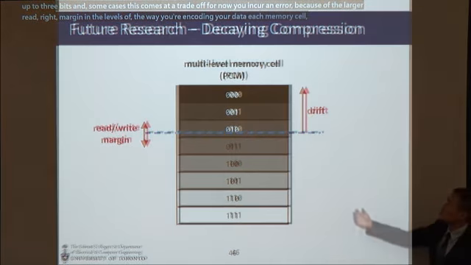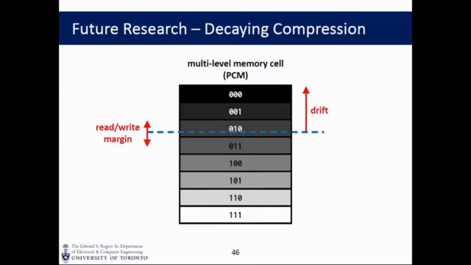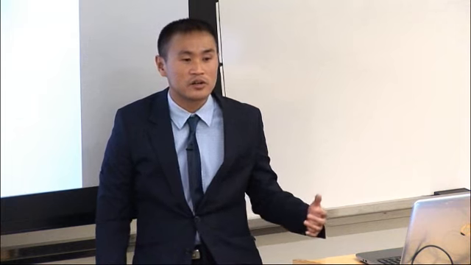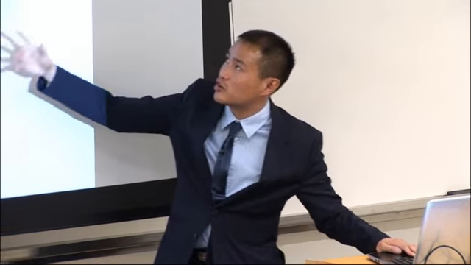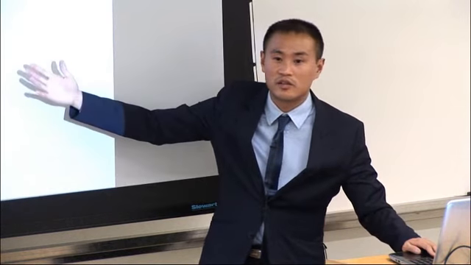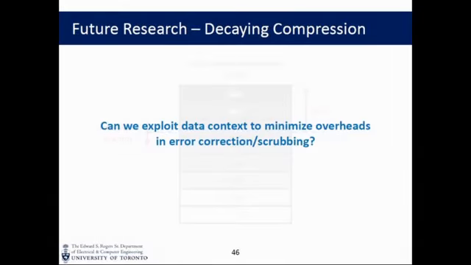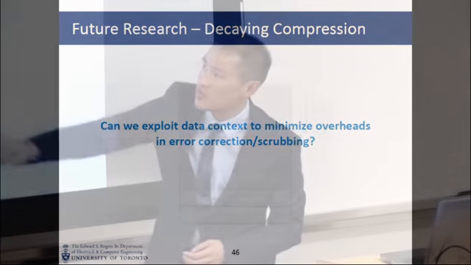But it also comes with interesting phenomena like resistance drift, which monotonically increases your resistance to the point where a lot of your data values in your memory cells tend to work towards 0. So now you have overheads of error correction to deal with these error margins, as well as scrubbing in order to fix drifted values. So then, can we exploit the data context, knowledge of the information that we process, to reduce the overhead of error correction and scrubbing?